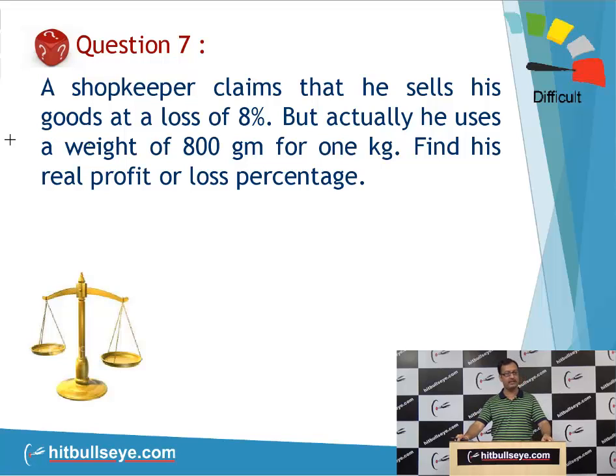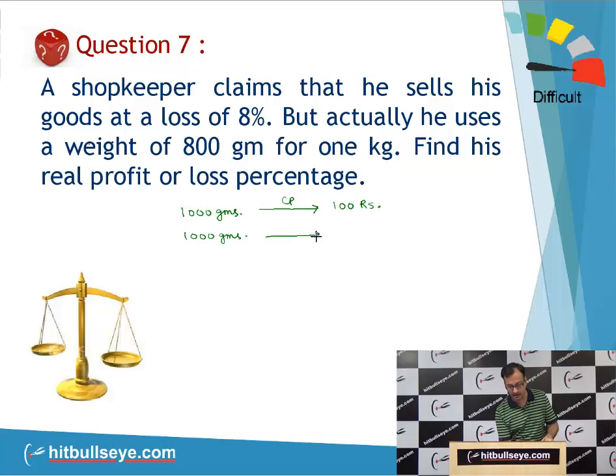Now question number 7 says that a shopkeeper claims that he sells his goods at a loss of 8%. Can we convert this information mathematically as if the shopkeeper is purchasing 1000 grams worth of material, let's say at a cost price of 100 rupees. So we are using easy numbers. Then since he is saying there is a loss of 8%, that means the shopkeeper must be selling the amount of 1000 gram at a price of 92 rupees, since there is a loss of 8%.